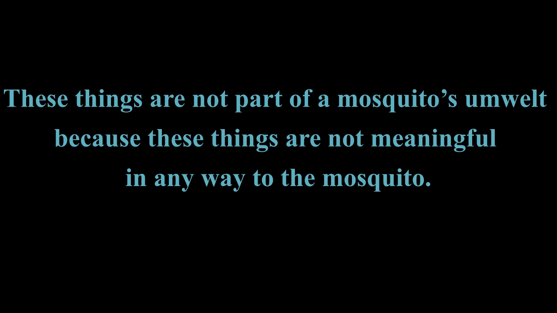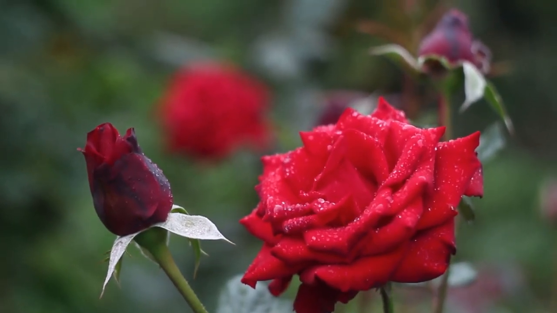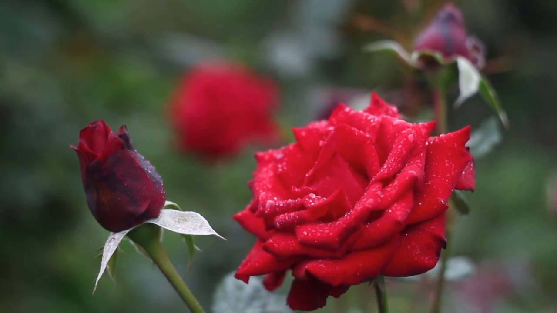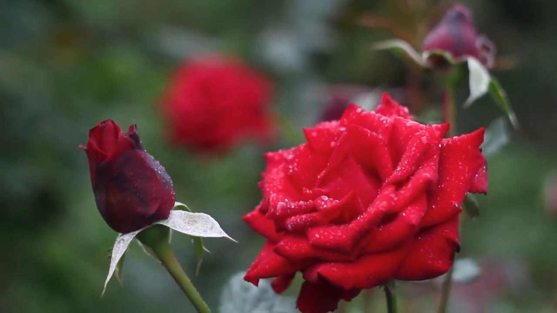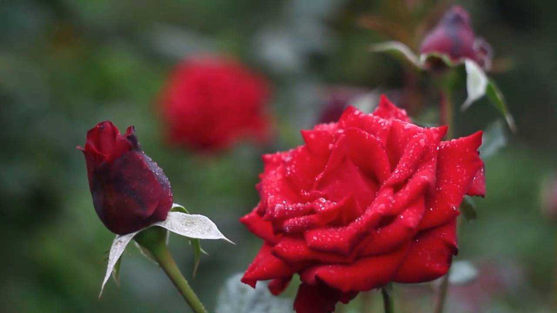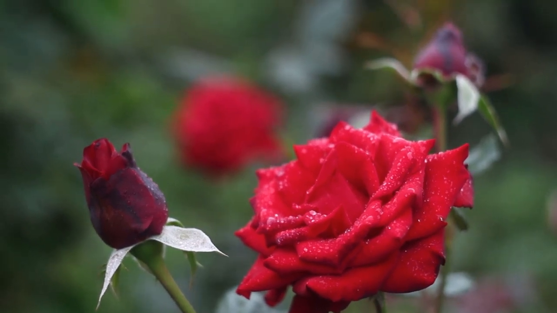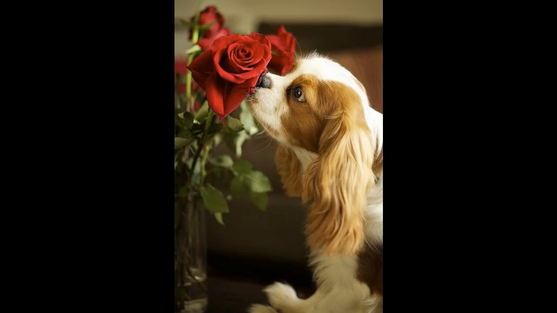These things are not part of a mosquito's Umwelt because these things are not meaningful in any way to the mosquito. An object may exist in the world of several different species, but it can mean different things to them. A flower may be an object of beauty or love for you. To a butterfly, it means nectar, food. To your dog, it is just one among many plants around. It is meaningful to you and to the butterfly, but in different ways. To the dog, it is not meaningful, but it can be meaningful.